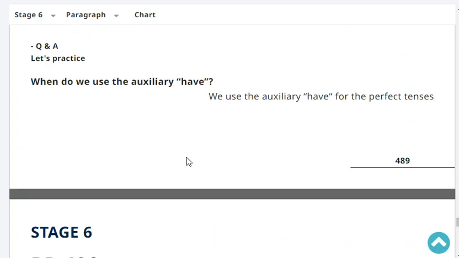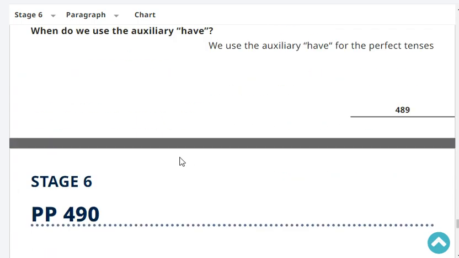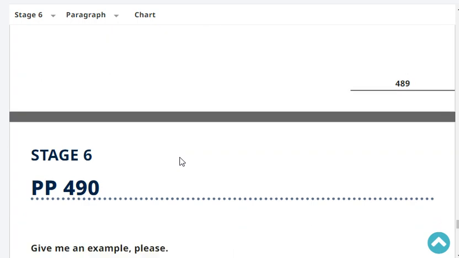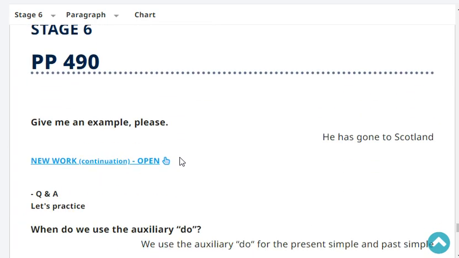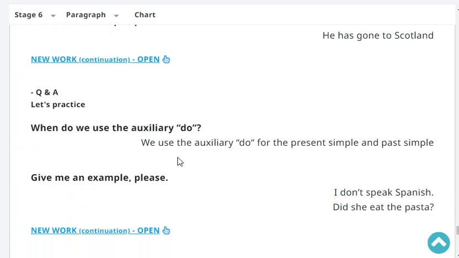When do we use the auxiliary have? We use the auxiliary have for the perfect tenses. Give me an example, please. He has gone to Scotland. Very good. When do we use the auxiliary do?